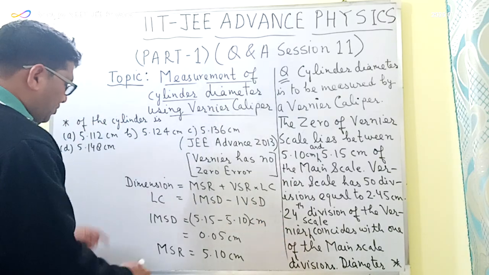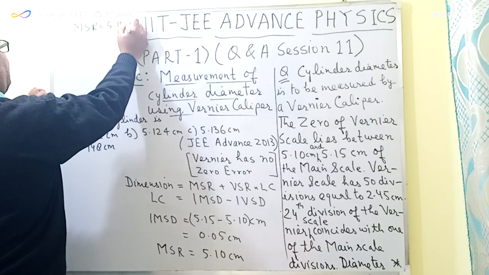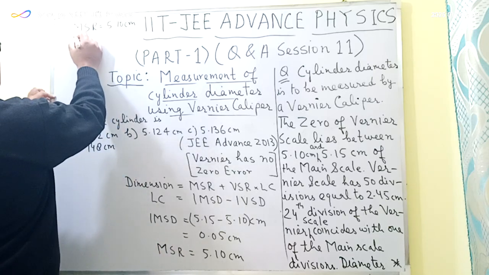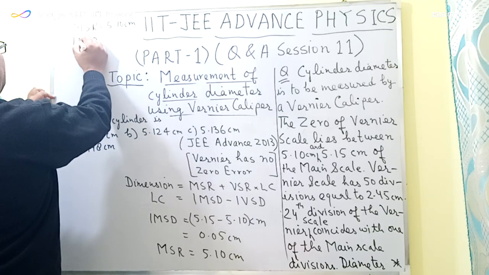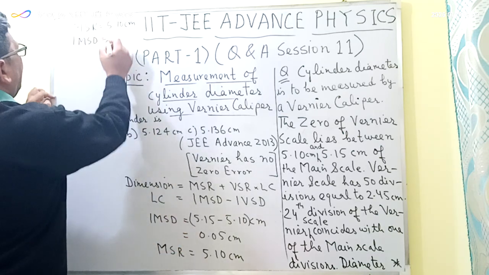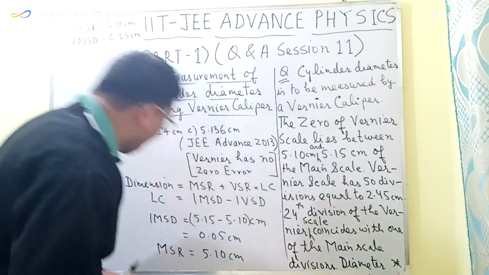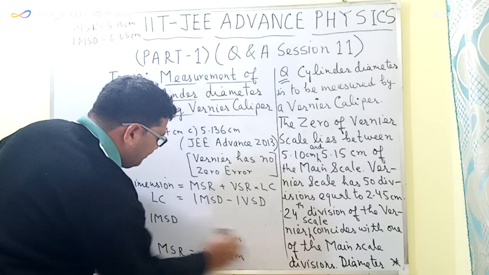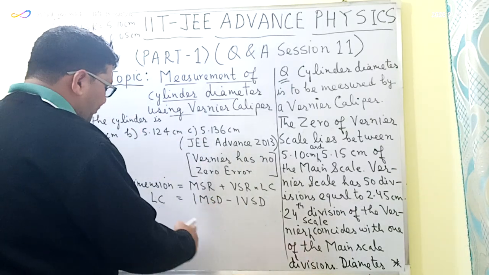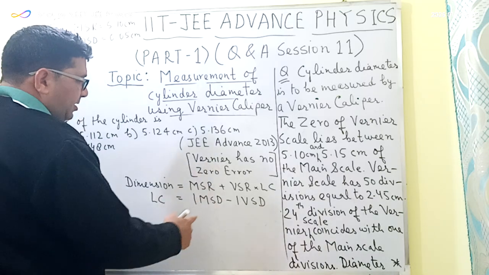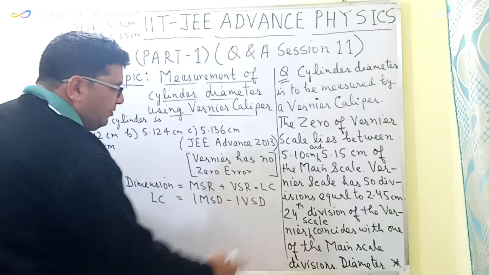Now the least count has to be found. So here I write down: main scale reading is equal to 5.10 centimeter, and one main scale division is equal to 0.05 centimeter. Now we have to find the least count of this instrument, so the value of one vernier scale division has to be calculated.